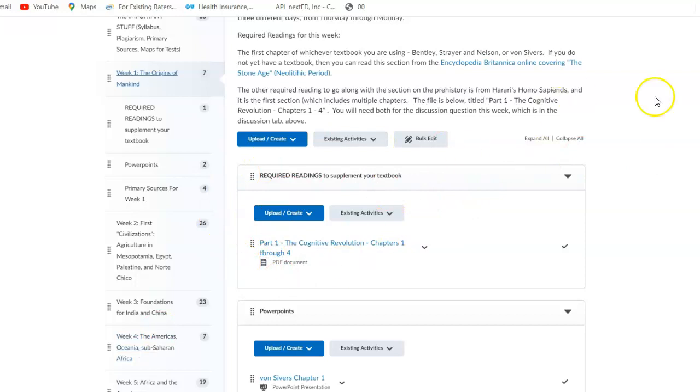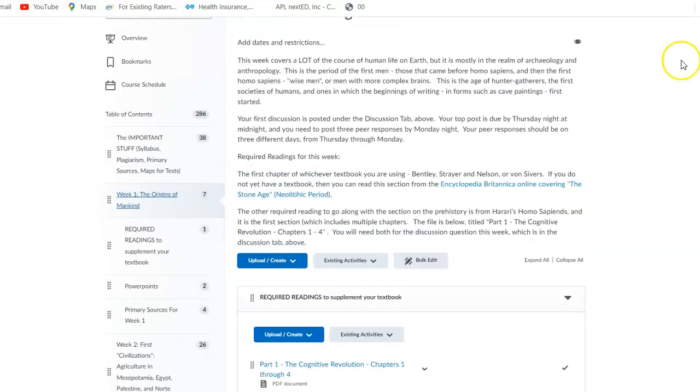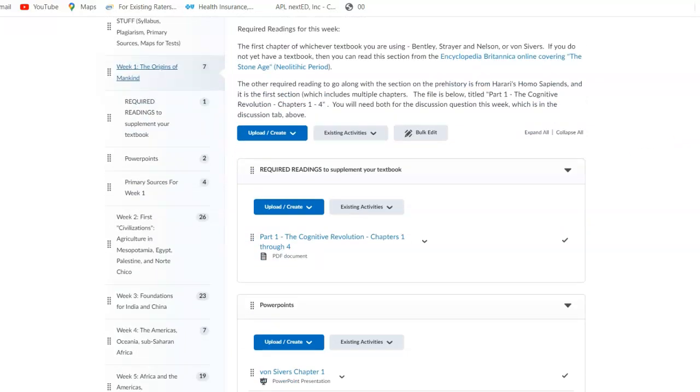look, required readings. Each week, I give you a nice little introduction. I tell you what your required readings are for the week, which is where you will get the chapters you need in whichever of the 3 textbooks you use. But then if I have, in this case, a section from Harari that I have uploaded as a file, it will be here under required readings.